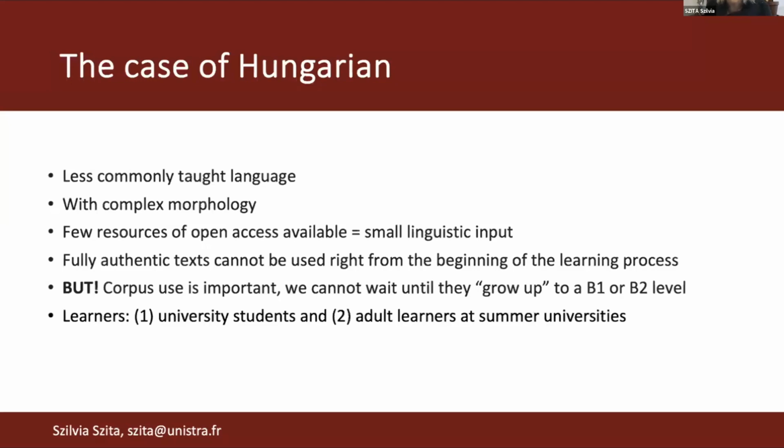So the case of Hungarian: this is a less commonly taught language, and it has a very complex morphology, which makes it almost impossible to introduce authentic data from the first level, from the A1 level of the European framework. There are also very few resources available, as Carlos already mentioned, so this is the disadvantage of less commonly taught languages. Open access is even more rare. And this means that we have a small linguistic input. So basically you have your course books and you have a few other resources, but it's very, very limited.